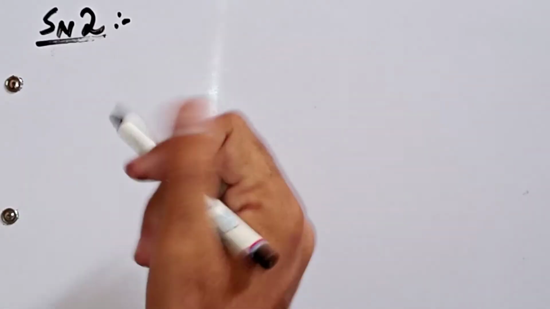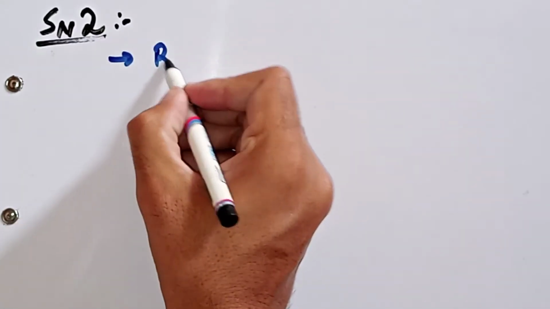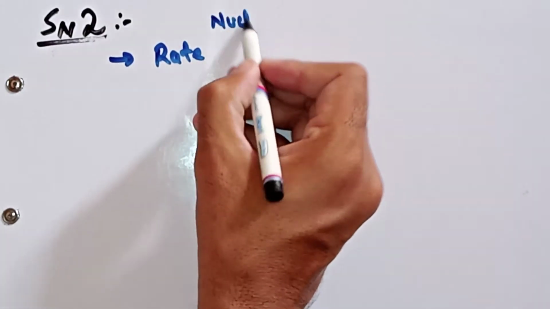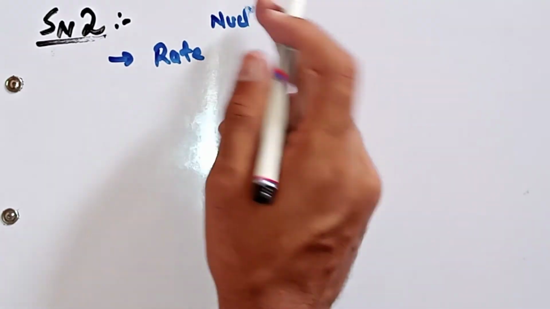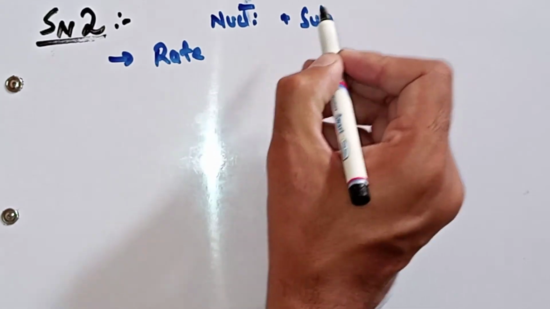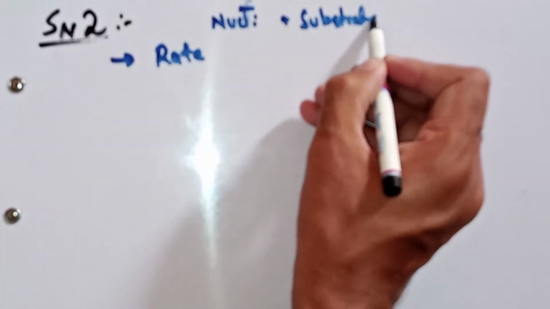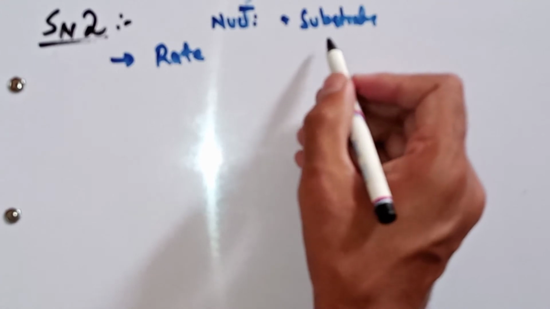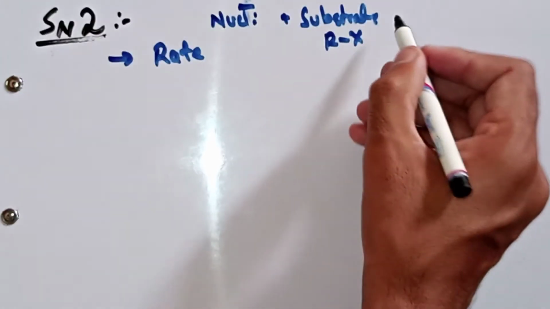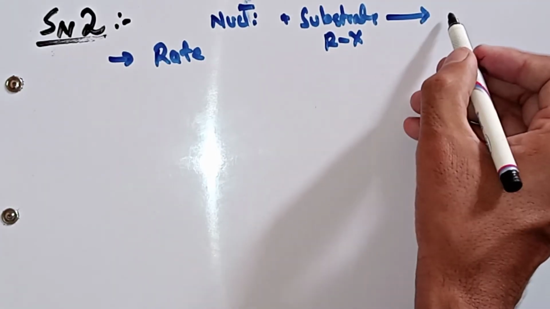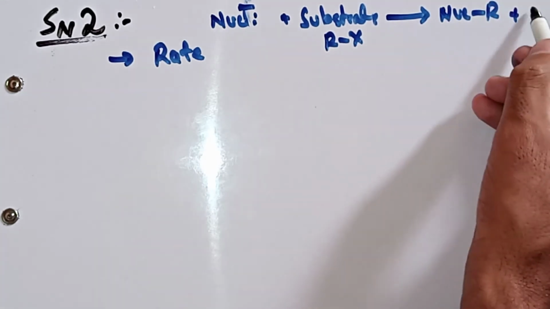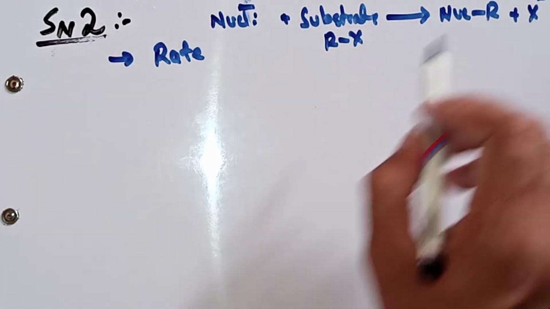So the rate of the SN2 reaction can be written as follows. The reaction is: the nucleophile attacks the substrate, meaning these two are the reactants that are used. Let's suppose that the substrate is RX. If this is the substrate in general form, what will be the product? The product will be nucleophile plus R, plus X, the halide, which is the leaving group.